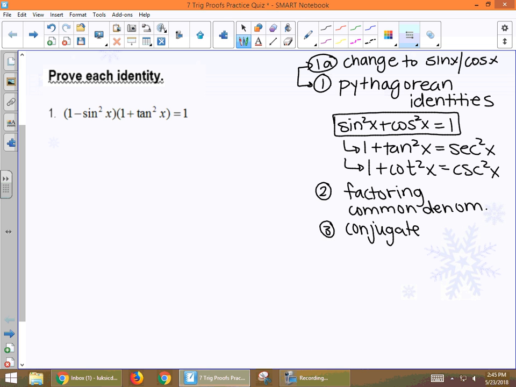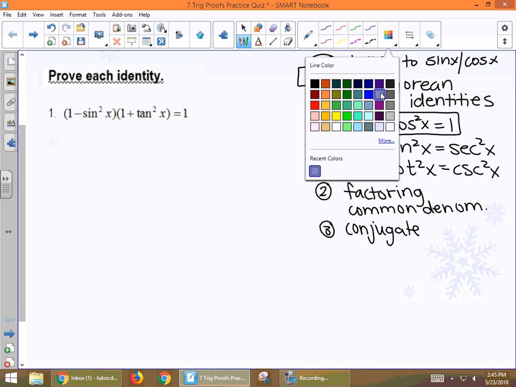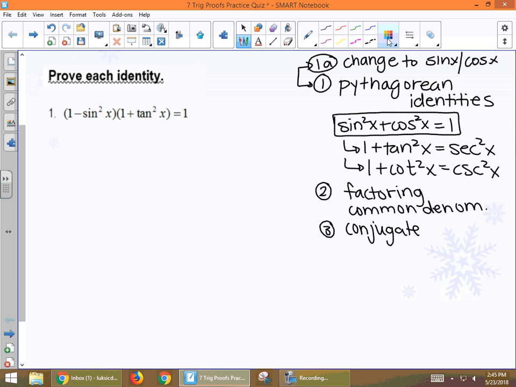Okay, so I made that list because looking at this first problem, 1 minus sine squared and 1 plus tangent squared come directly from our Pythagorean identities. So 1 minus sine squared, if we go back over to our identity here and subtract sine squared over so we can match that, 1 minus sine squared is the same as cosine squared. So I'm going to replace.